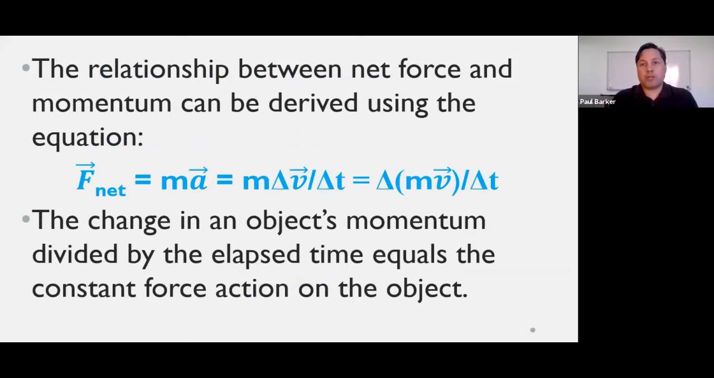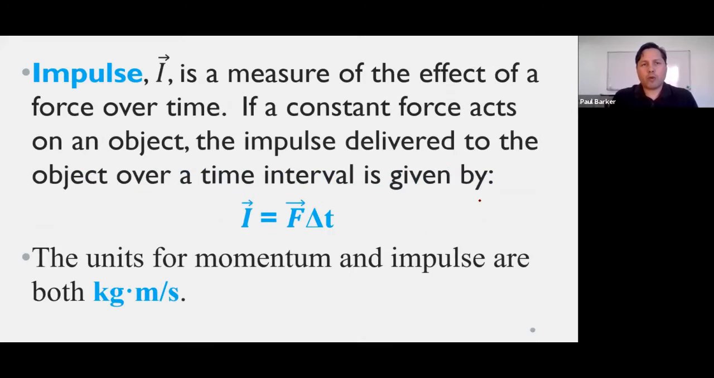The relationship between net force and momentum can be derived using this formula. Starting from the left-hand side, we have our net force. Net force is equal to mass times acceleration, according to Newton's second law. And acceleration is really a change of velocity over time. We can simplify the formula a little bit, as you see on the right-hand side. So the change of an object's momentum divided by the elapsed time equals the constant force acting on the object.